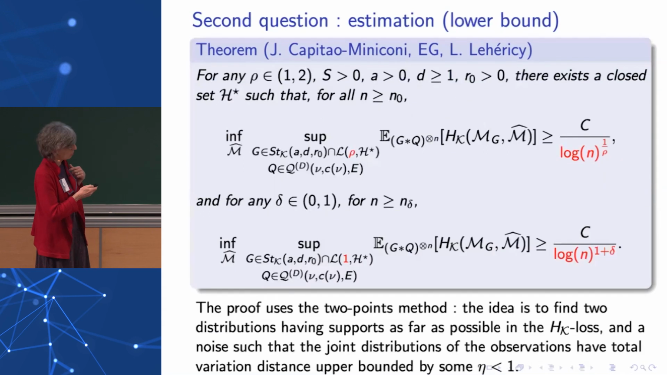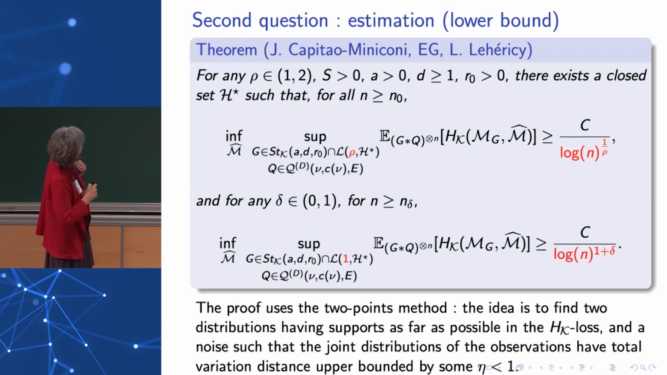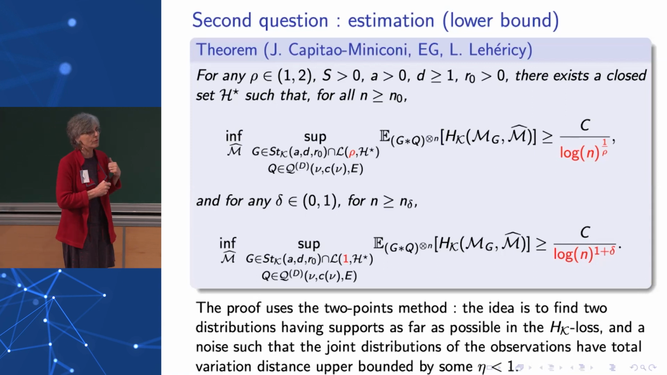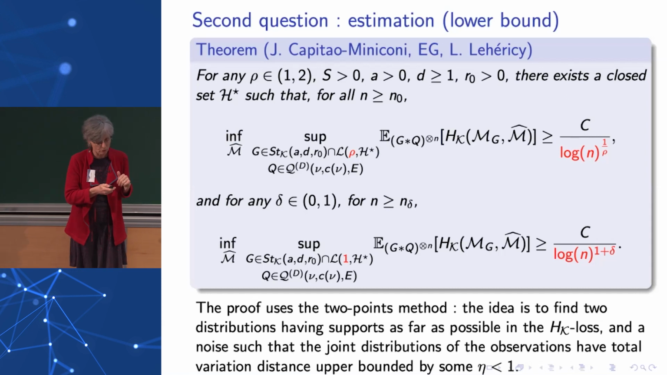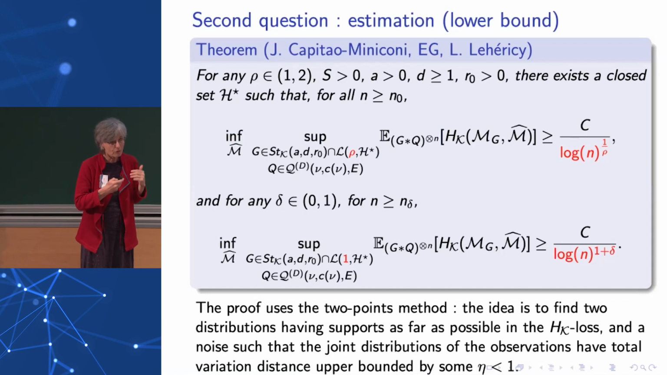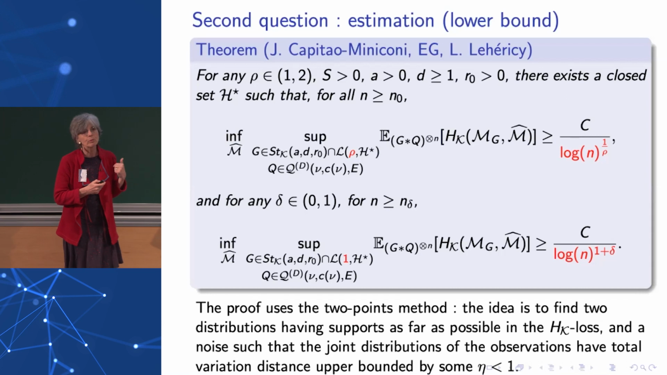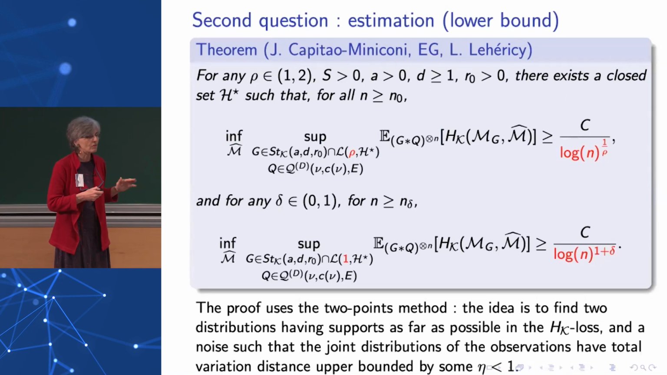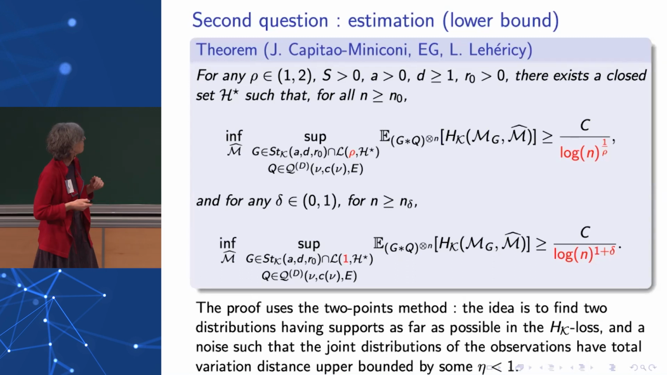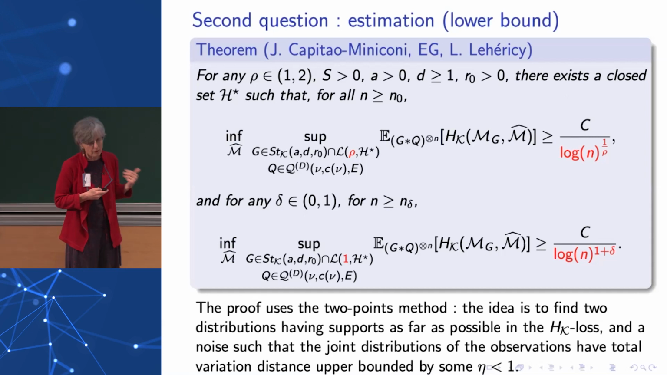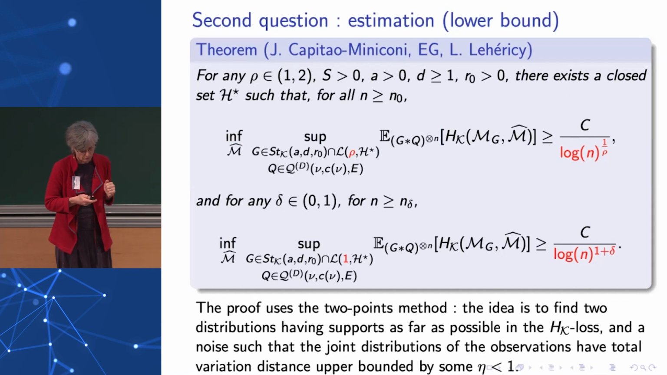And then there is an almost matching lower bound. You can prove a lower bound for this estimation problem, which is the same except for the log-log term on the upper bound, when rho is larger than 1. And when rho equals 1, you lose some small log factor in the lower bound. So they are only almost matching bounds, but still more matching than earlier works that assumed no noise. The lower bound proof uses the simple two points method, though it's not so simple because you have to choose supports such that the distributions are as far as possible in Hausdorff loss, and add noise such that the distributions of the observations are close enough to have total variation distance upper bounded. So it's not so easy.